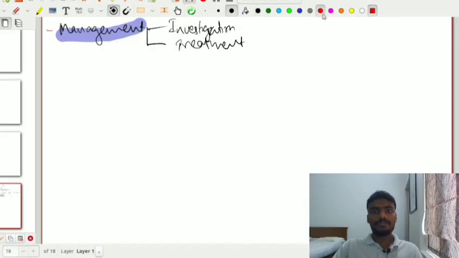Okay, as far as investigation is concerned, what are the components you have to think about while you are writing about the investigation of a condition?